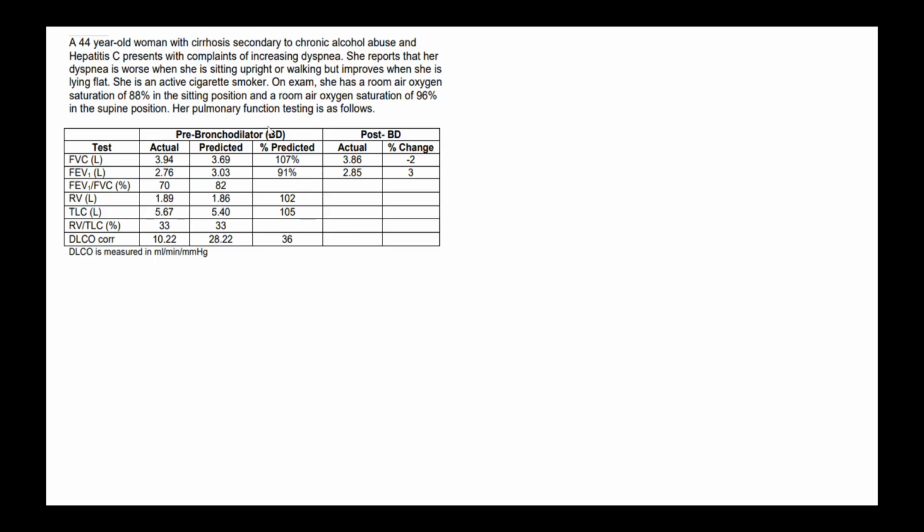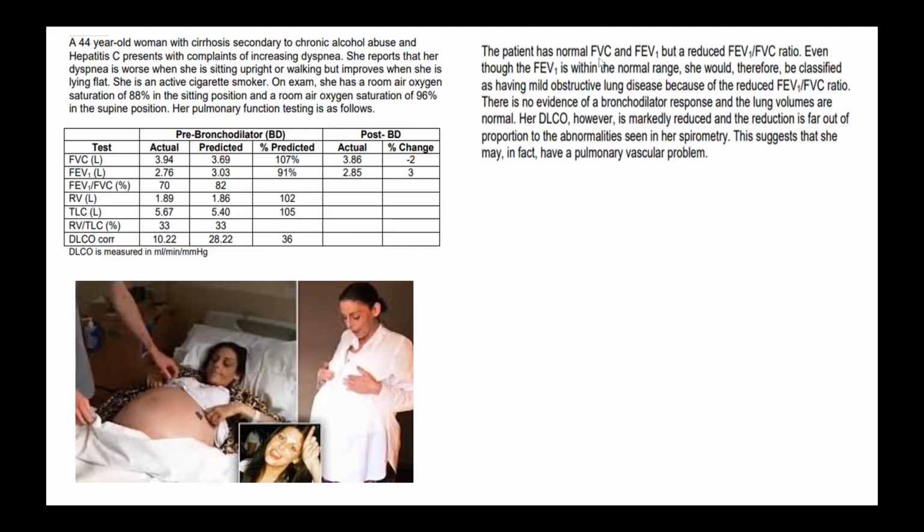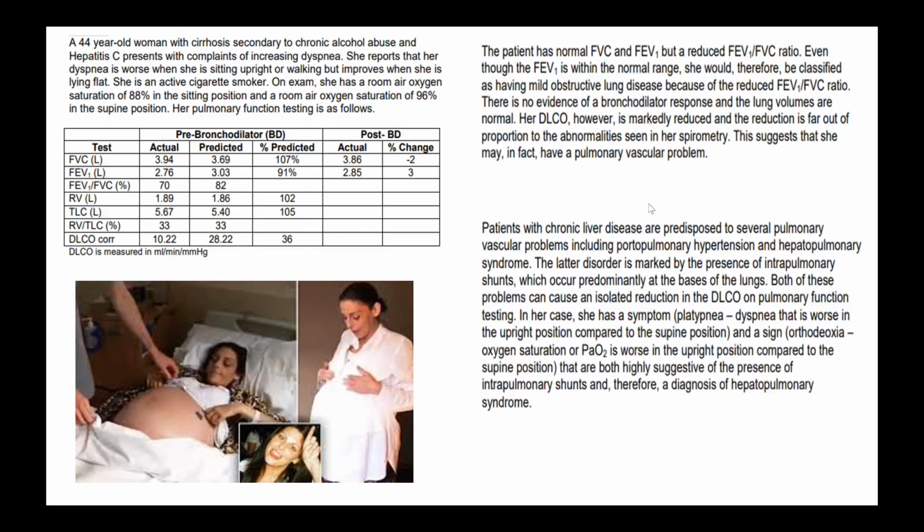So orthodeoxia. Fantastic. So this is a case of normal FVC, FEV1, slightly reduced FEV1/FVC. Even though FEV1 is within the normal range, there is a mild obstructive lung disease, probably because of ascites. No evidence of a bronchodilator response is there. However, DLCO is markedly reduced, which is out of proportion, and this suggests she has a pulmonary vascular problem.